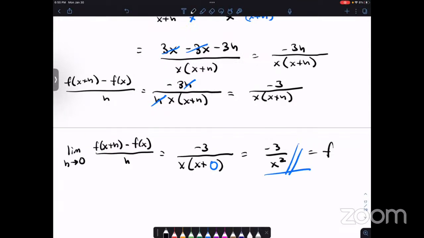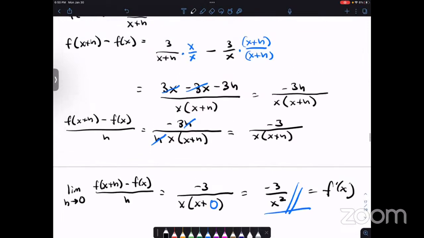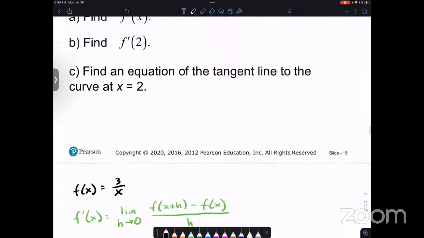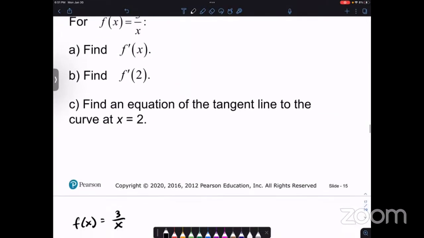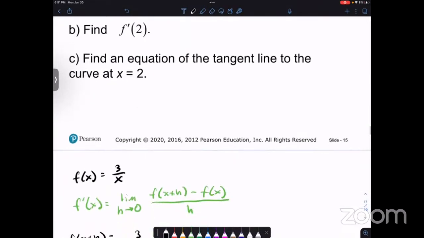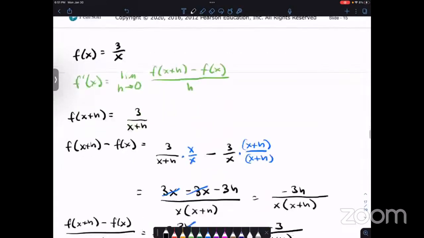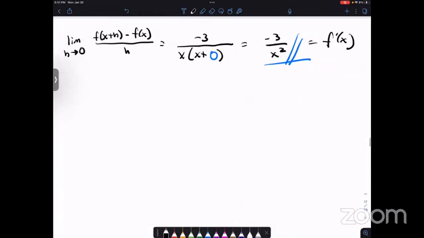Okay. So then the question asks us to find f prime of 2 and then find an equation of the line, right? So the derivative gives us the slope. They want us to find the equation of the line. So once we have the slope and a point, we can find the equation of the line. So then it says find f prime of 2. So I guess this is part B. f prime of 2 is going to be what? -3 over 2 squared. So -3 over 4.